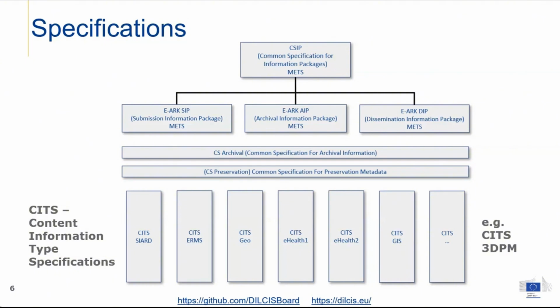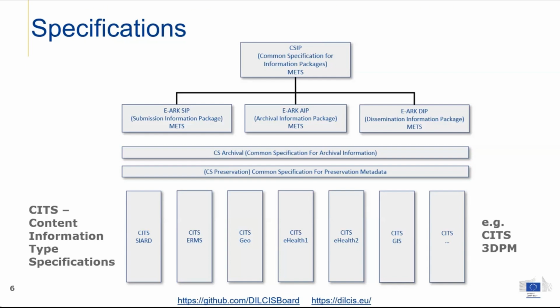And then we come to the content information type specifications, which we are talking about one of those today. And those concern either specific data types and or specific domains. And they're adding requirements, so they will add to the requirements as set out in the CSIP and in the package specifications, and those requirements will be specifically concerning the data type or the domain that we are dealing with.